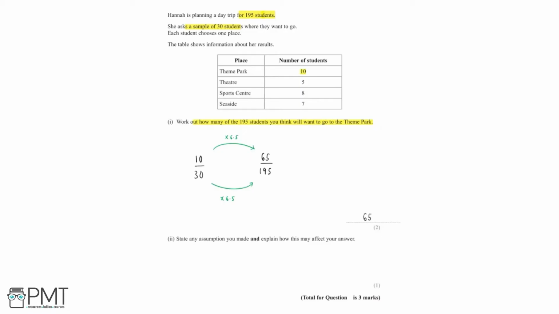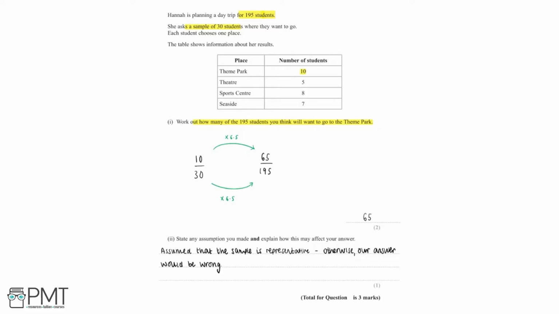Now we need to state any assumption that we made and explain how this may affect our answer. Well, now we assumed that this sample of 30 students represents everyone in the population of 195 students. And so we can write down that we assumed that this sample is representative. And so if the sample wasn't representative, our answer to part I would be wrong.